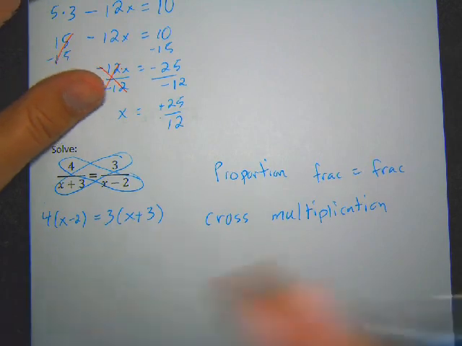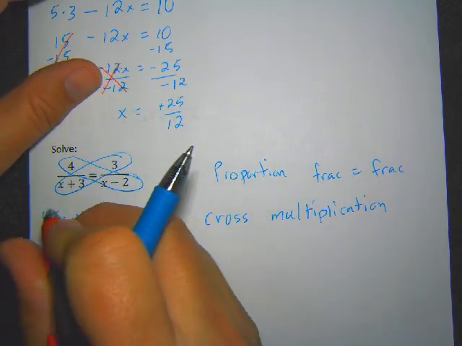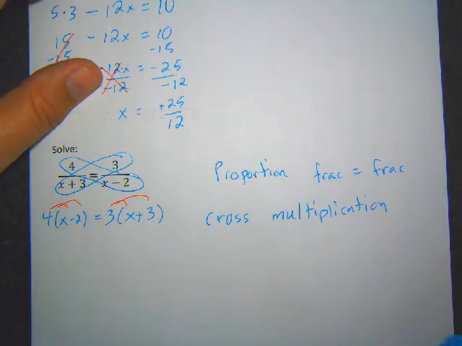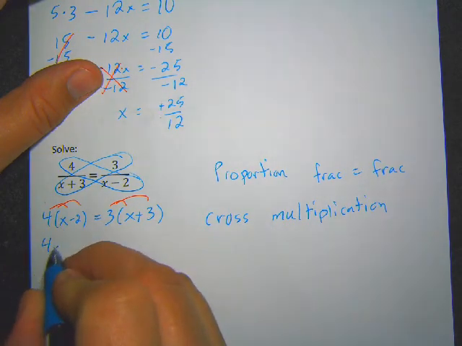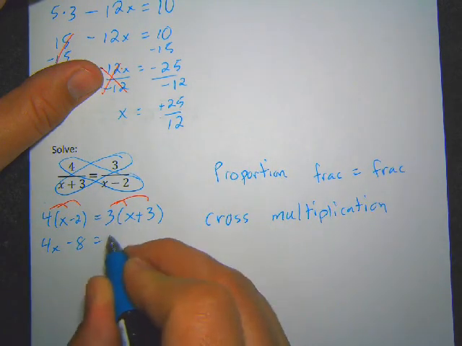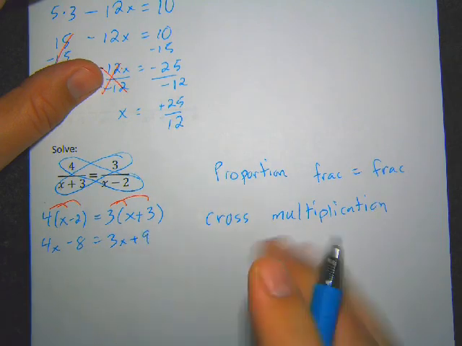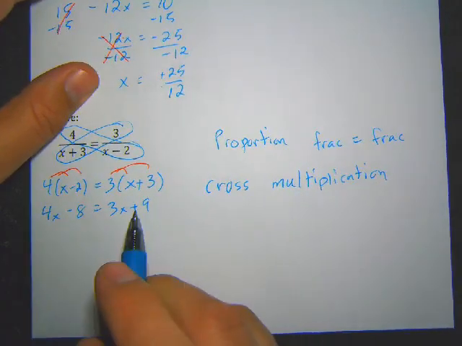So here, I'm going to go ahead and solve this. I want to get rid of the parentheses. I'm going to distribute both of these. So here I get 4x minus 8. Here I get 3x plus 9. Now I'm going to simplify.